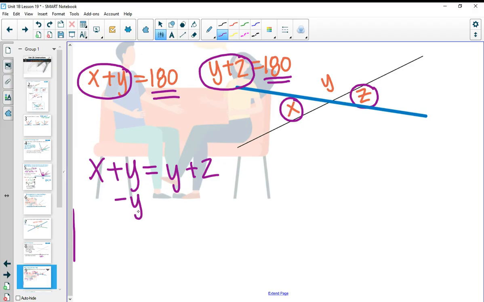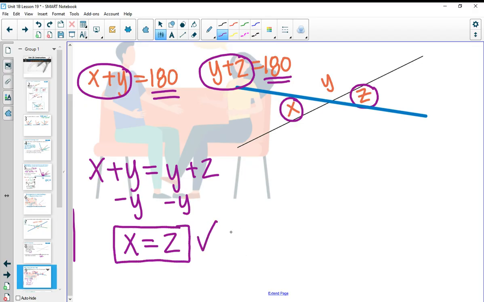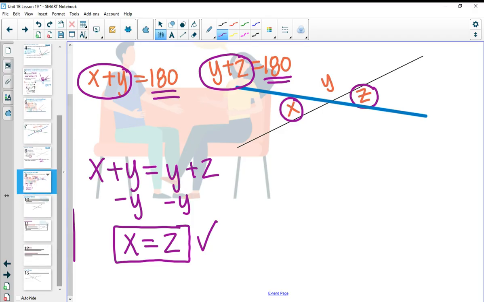Then you could just subtract Y from both sides. Y minus Y is 0, so we just have X on this side, and we would just have Z on this side. Now we've proven that X equals Z. So therefore, your vertical angles have to be equal. You didn't use any numbers for the angles, just the fact that you know without a doubt that a straight line equals 180 degrees. That proves that vertical angles will always be equal to each other.